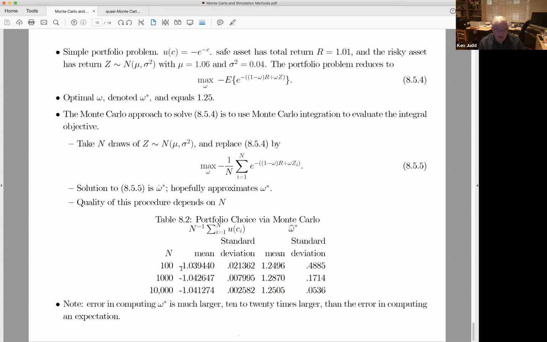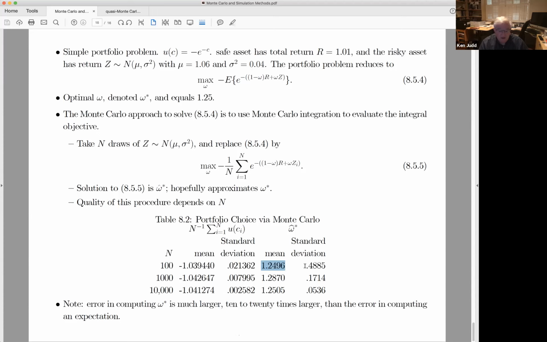Now, the true value is 1.25. That's what the truth is. Now, what happens if you take just 100 points? Yes, on average, you get close to 1.25, but you don't get exactly the right expected utility. Standard deviation on utility is 0.02, but the mean omega is 1.25.